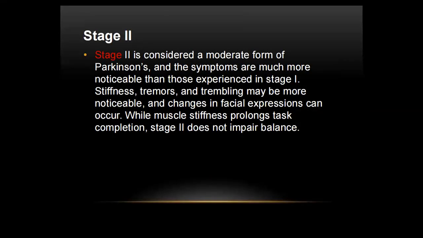In stage 2, there is a moderate form of Parkinsonism and the symptoms are much more disturbing than those experienced in stage 1. For example, at stage 2, the patient will have stiffness and tremors, trembling may be more noticeable, and a change in the facial expression can occur. Muscle stiffness prolongs task completion, so people take a long time before they finish what they are doing. Stage 2 does not impair balance, but a task you would do within 2 hours can take a longer time.